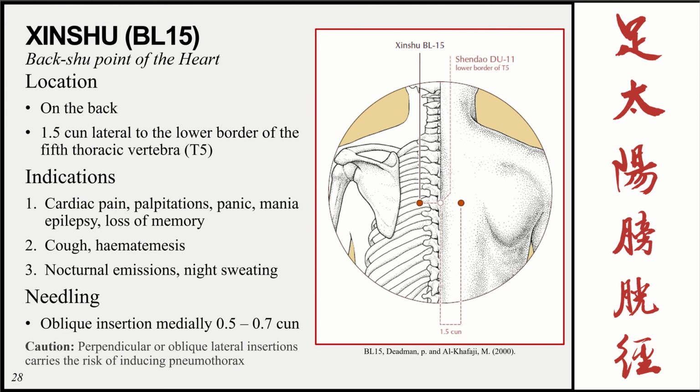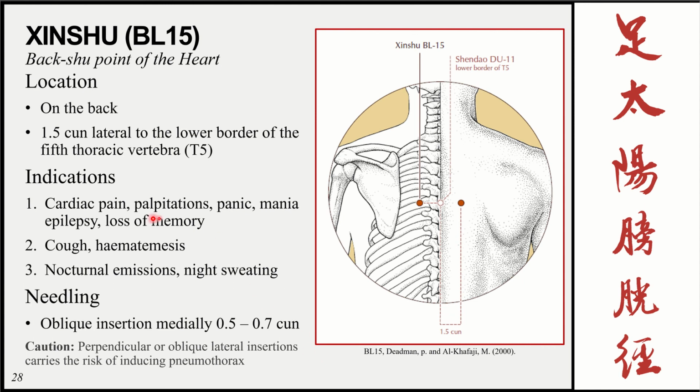And then Xinshu, which is the back shu point of the heart. This point again is on the back. It's now at the fifth thoracic vertebra, so we're counting down to 5, and then we're going just at the lower border, 1.5 tun lateral. And then now you can see it's got more functions for the heart because it's the heart back shu. So it treats cardiac pain, palpitations, panic, mania, epilepsy, loss of memory.